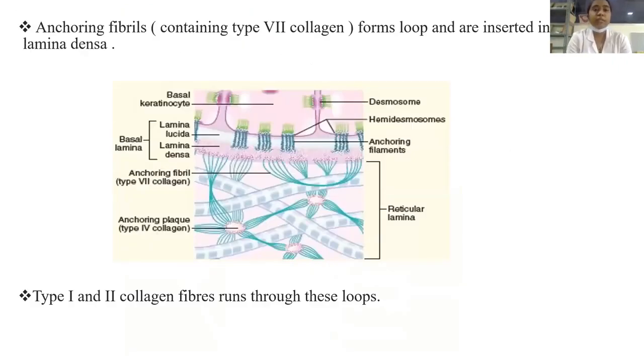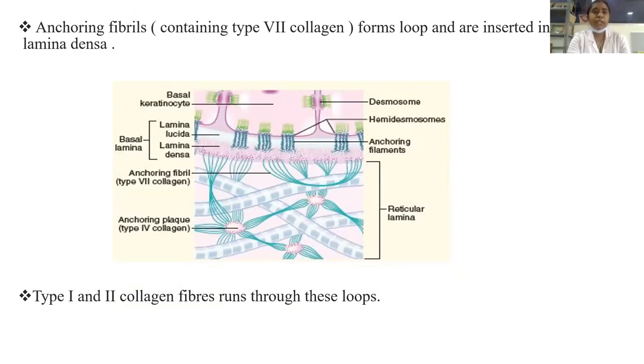Next come the anchoring fibrils, which contain type 7 collagen, form loops, and are inserted into the lamina densa. It consists of type 1 and type 2 collagen fibers that run through these loops. In this diagram, we can see the basal keratinocyte, desmosome, hemidesmosome, and lamina lucida and densa, and the anchoring fibrils can also be seen here.